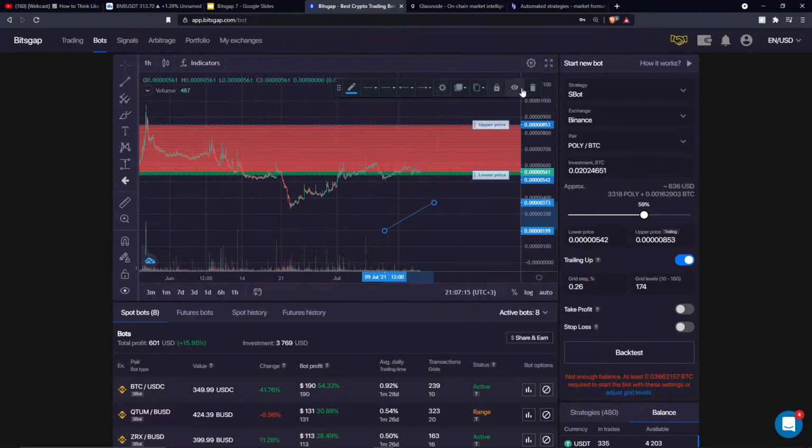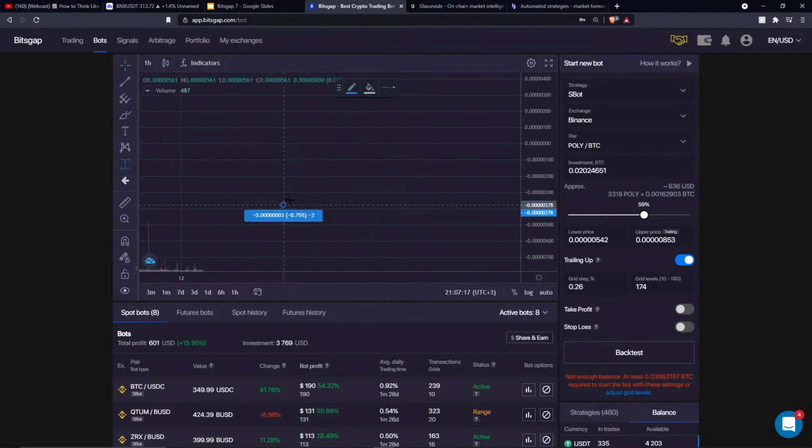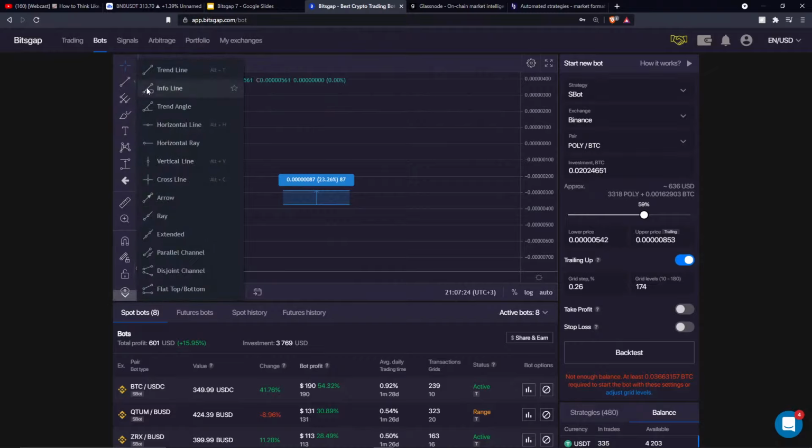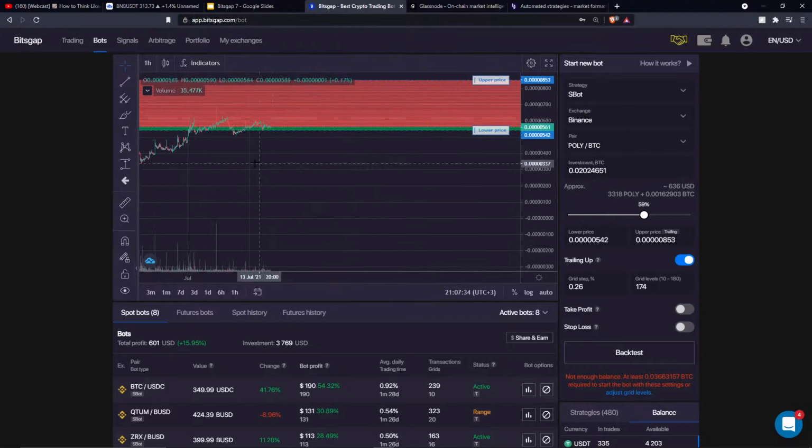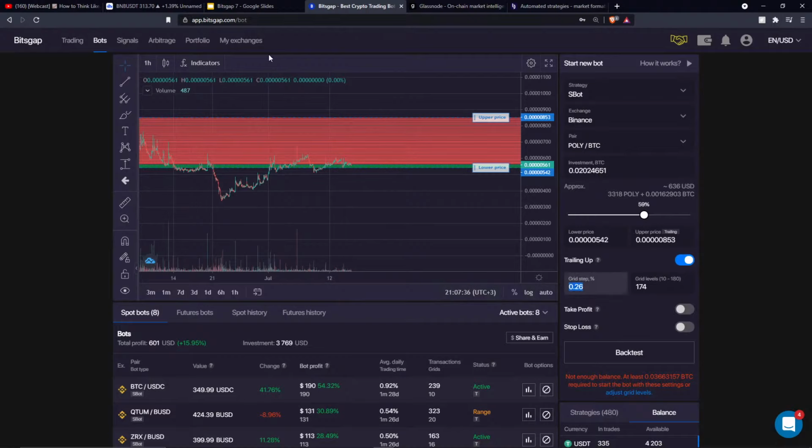Whereas you can find some coins that have a volatility of only, let's say, 20%. That way, you cannot afford setting extremely distant grid levels, right? So always make sure that you check the volatility and make sure that it swings enough to capture your grid levels.